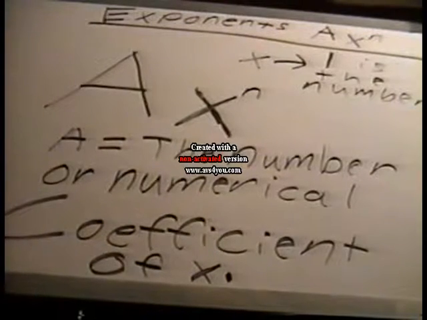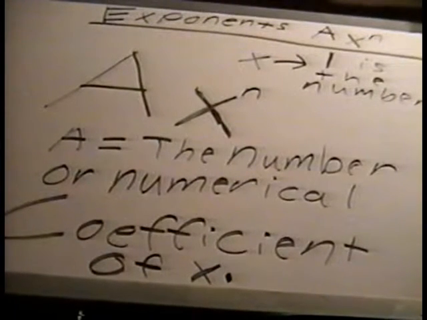1 equals 1 to the power of 1. 2 equals 2 to the power of 1. 3 equals 3 to the power of 1, and so on. Each number can be raised to the power of 1, and it's still that same number.